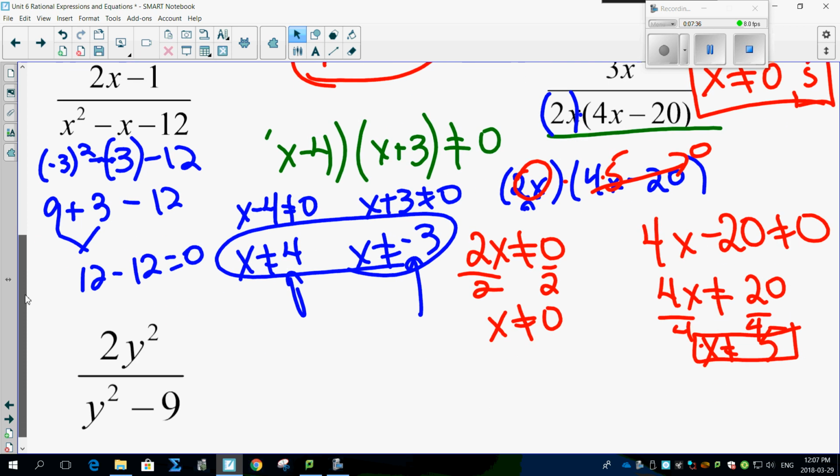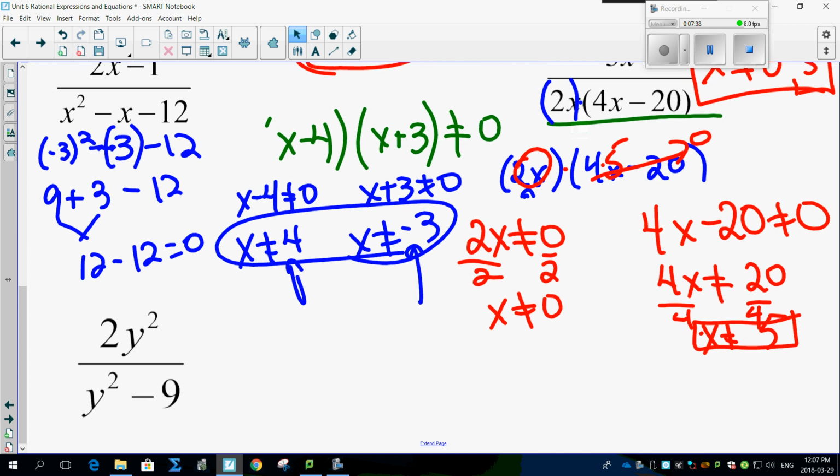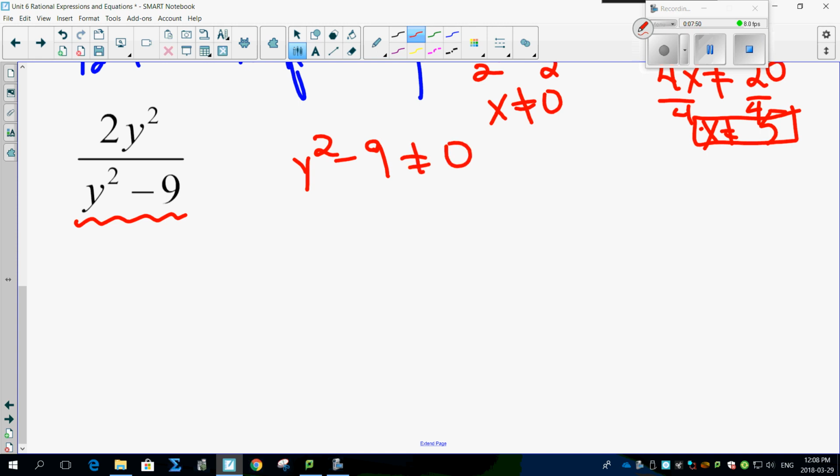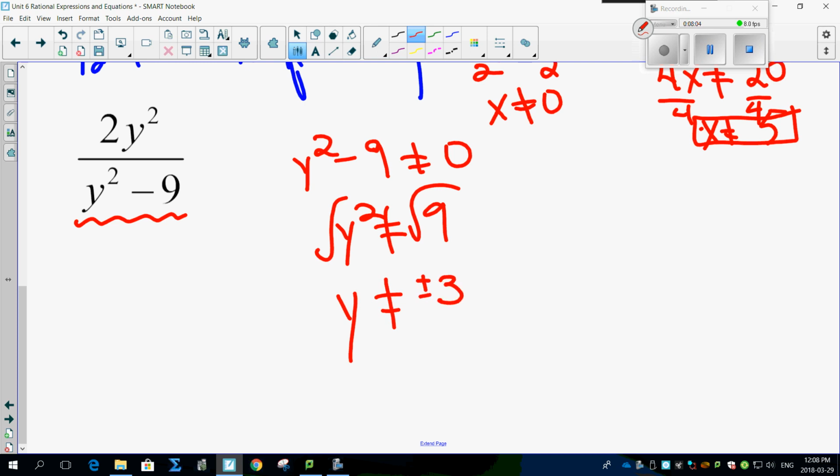All right, let's keep on going to the last one. My personal favorite, which you can do two different ways if you remember the square root principle. Watch this one. This is x squared minus 9. You can say, oh, that can't equal 0, but bring the 9 over. Guess what? That cannot equal positive 9. Square root, that means y cannot equal, don't forget the square root principle, plus or minus 3.